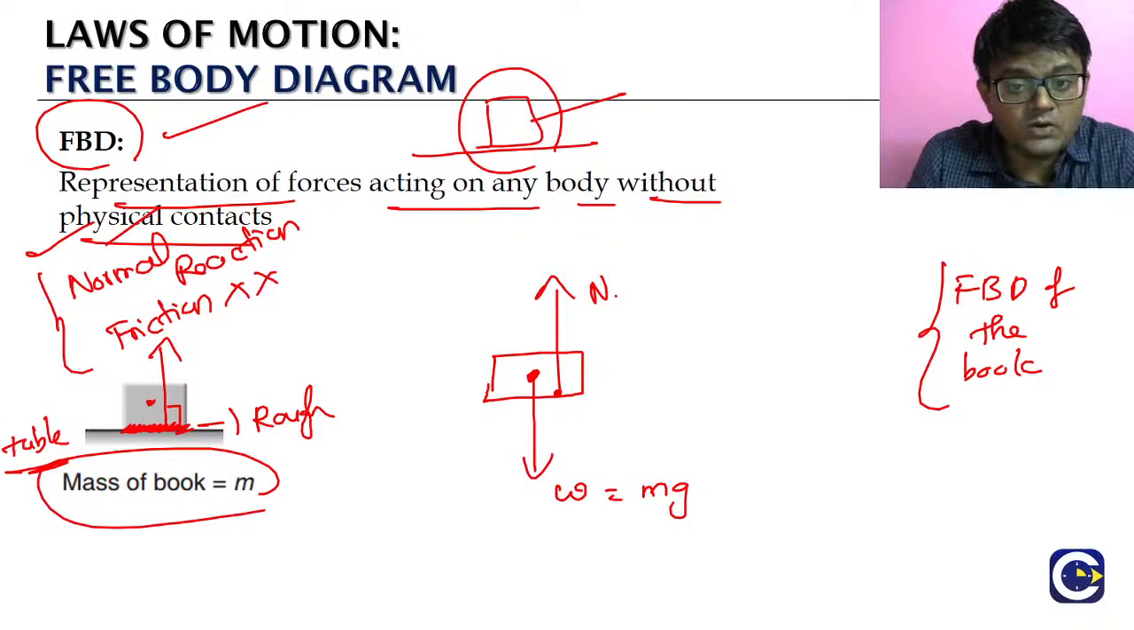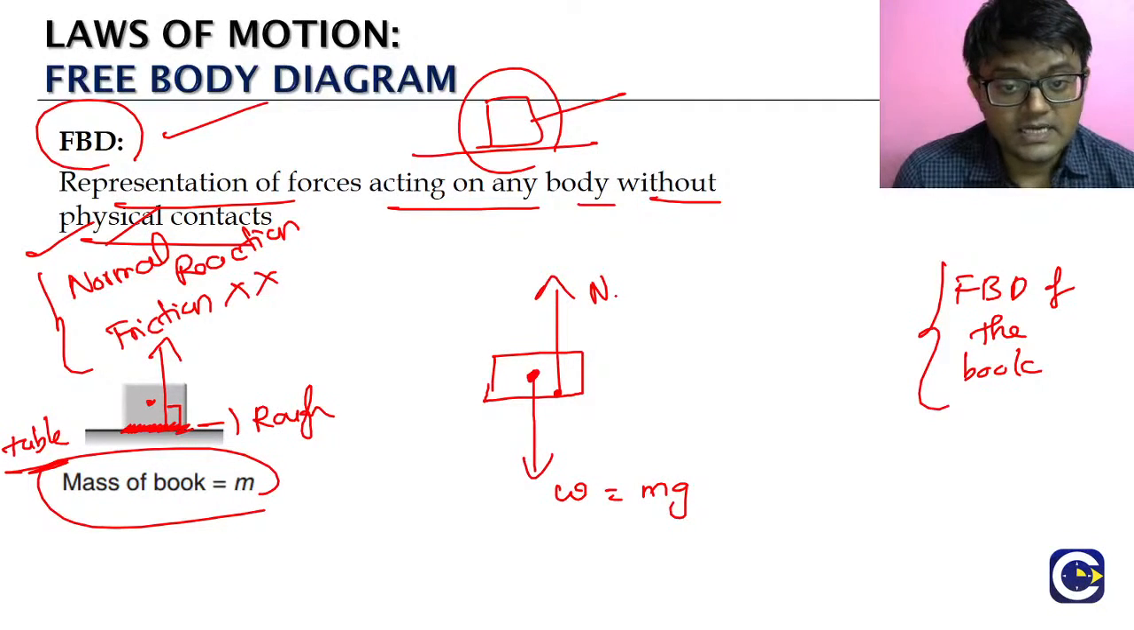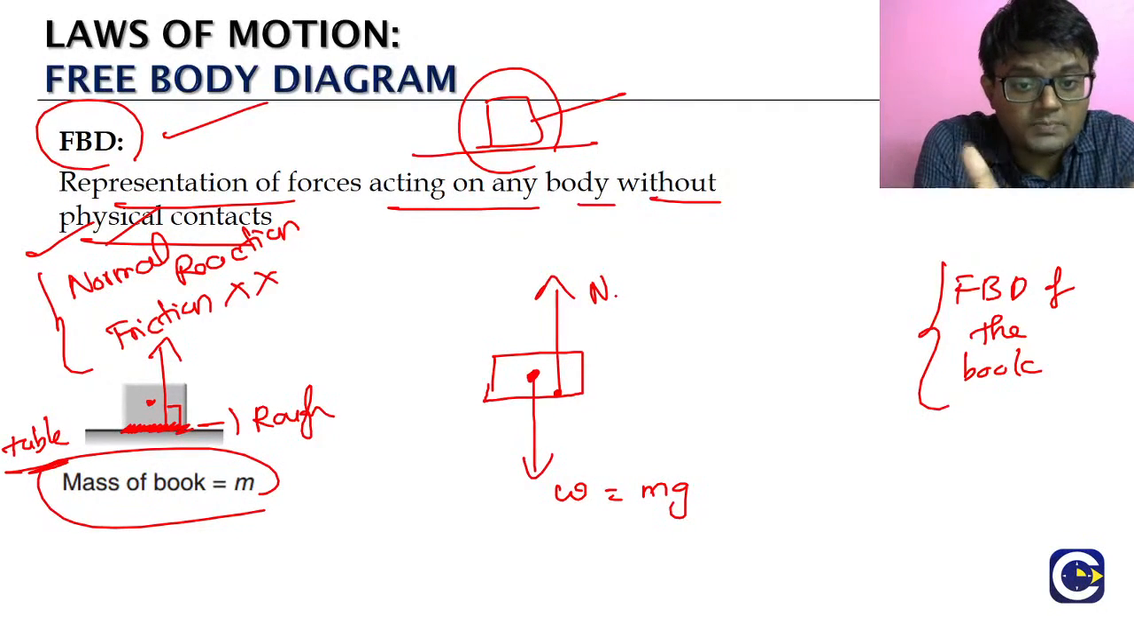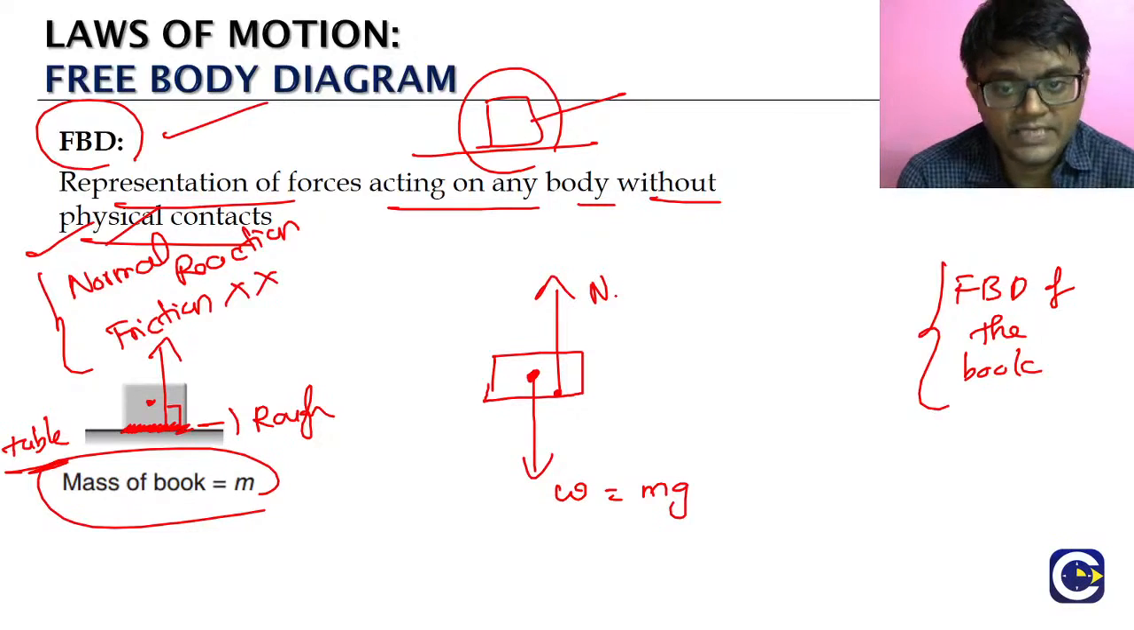Where do we represent it? For a symmetric object, we will represent the weight at the center of the body. For an asymmetric or non-uniform object, the weight is represented at some other point. That will not come in this chapter. It will come in another chapter called System of Particles, where we call that point the center of gravity. We will discuss it when we get to that chapter.